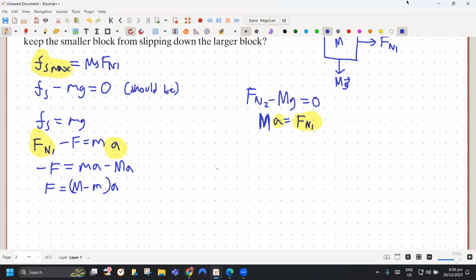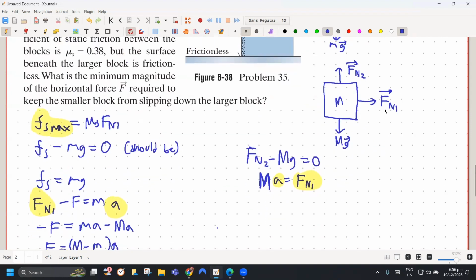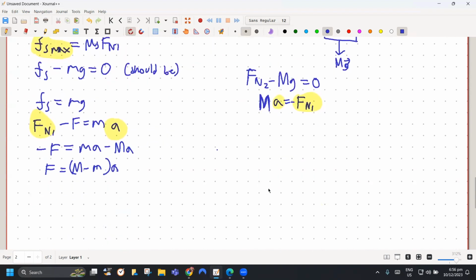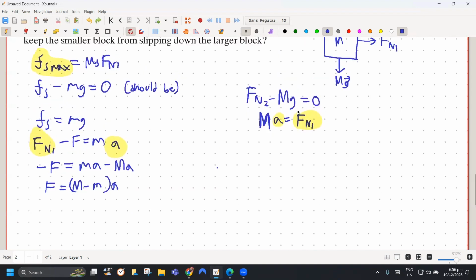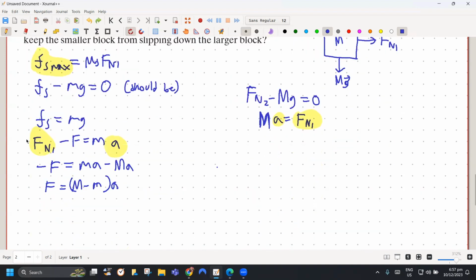Tingnan mo yung free body diagram mo. Ano ba yung directions ng Fn1 at saka F? Yun nga po, so dapat negative ko na to. Negative. Hindi, tama yan. Ha? Tingnan mo yung big MA. Ito yung big M. Ito yung Fn1 to the right. Okay, and so, pag inano ko na po siya, ganyan na po.